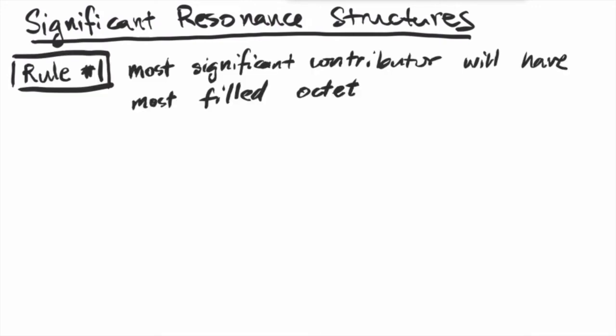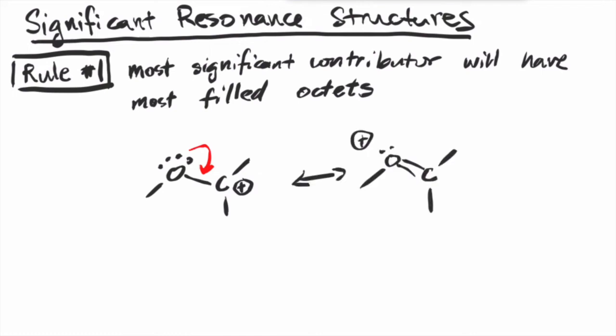The first rule is that the most significant contributor will be the one that has the most filled octets. So let's take a look at an example. Let's say you have this molecule, and then we can draw a resonance structure for it. Both of these structures are valid structures. However, they are not of equal significance.